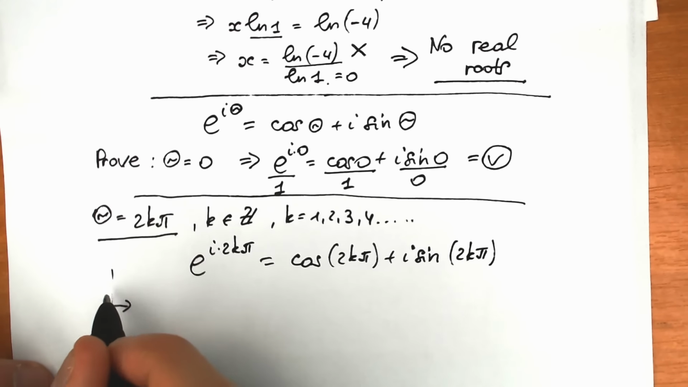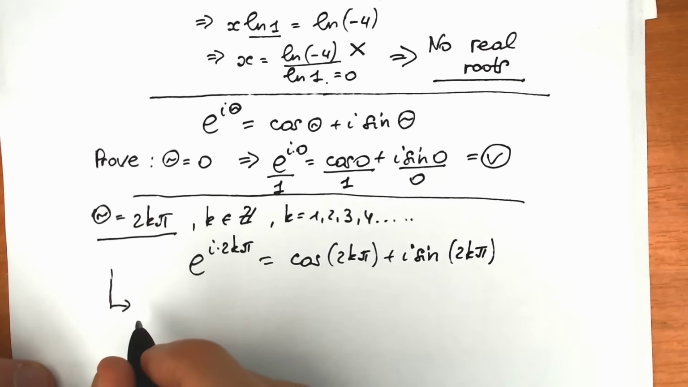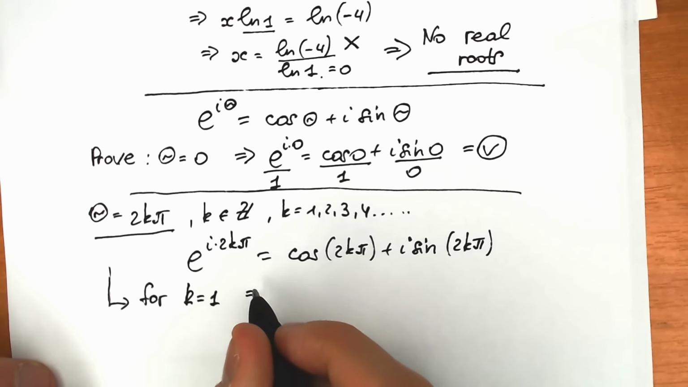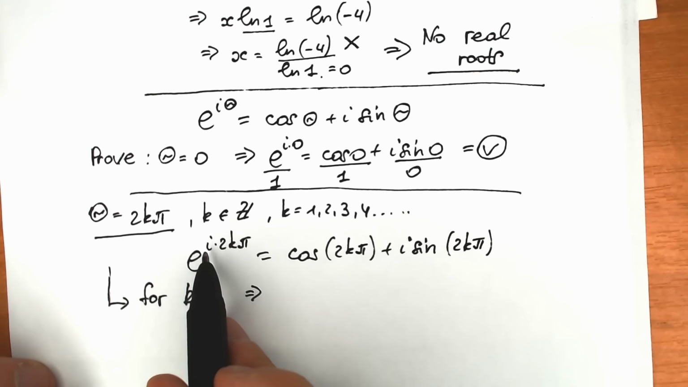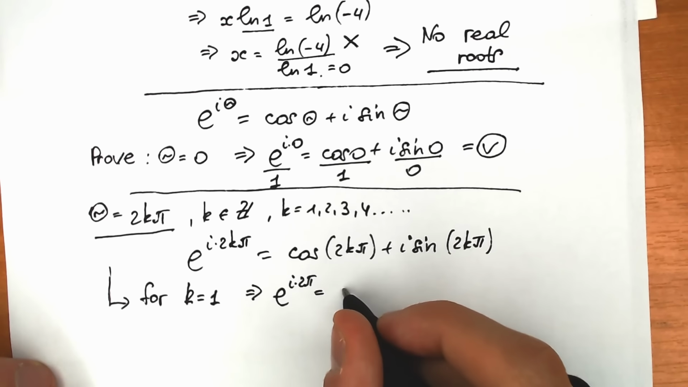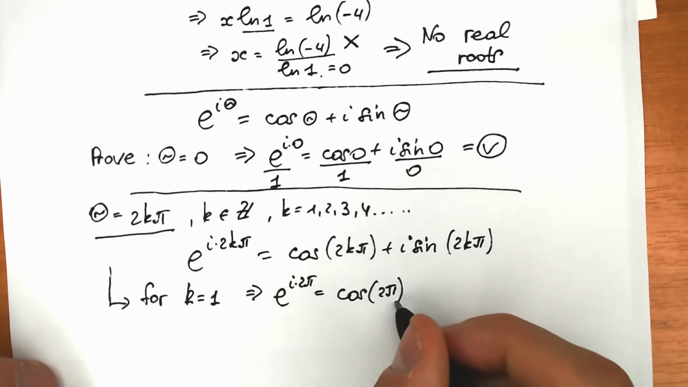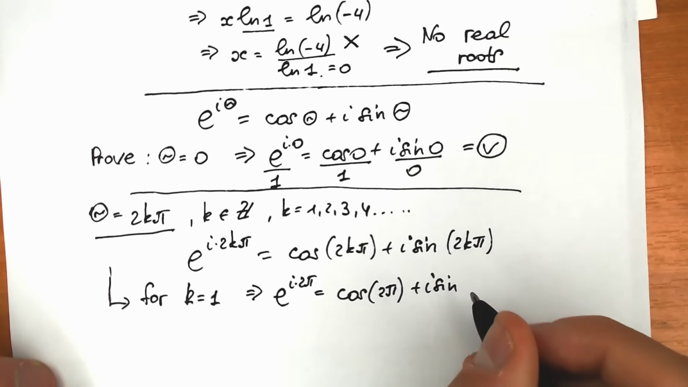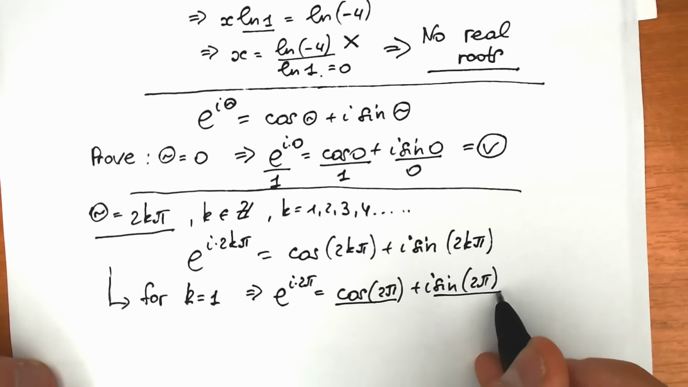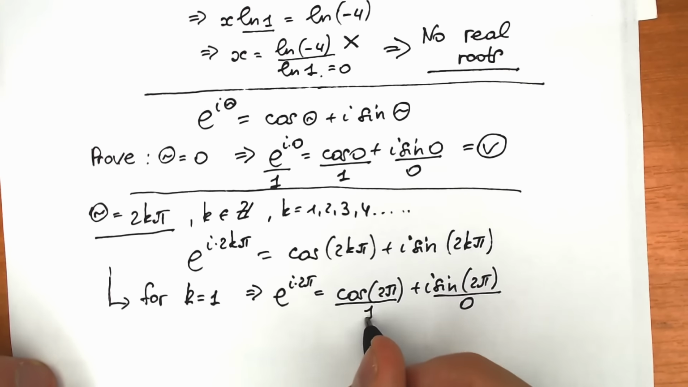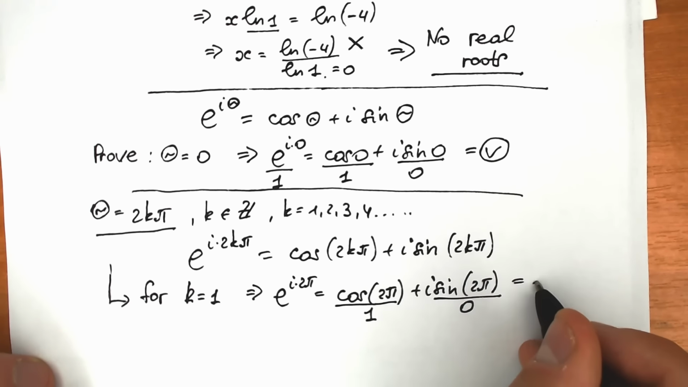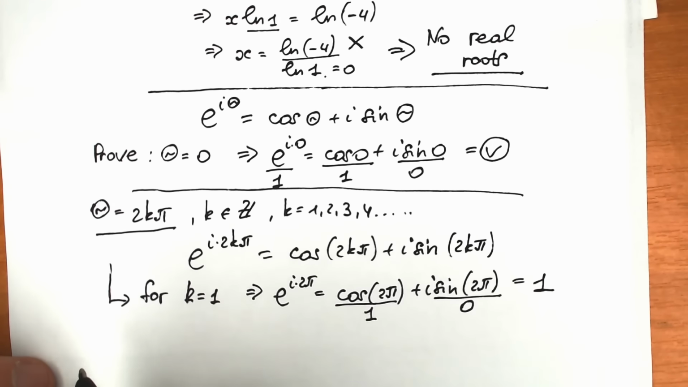So first of all, let's start with k equal to 1. Let's start with the beginning. When k equals 1, what will we have as a result? e to the power i times 2π equals cosine 2π plus i sine 2π. And right now, cosine 2π, we can easily know it from school, equals 1, and sine 2π equals 0. So this expression on the left side equals 1 plus 0 equals 1. Really great.